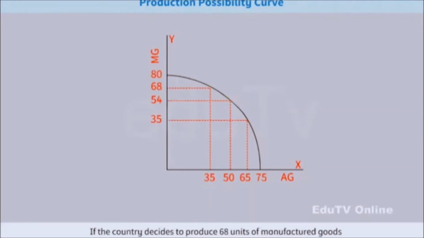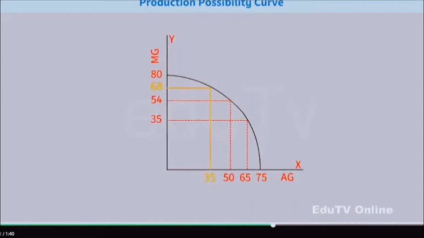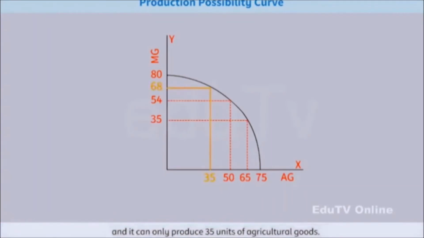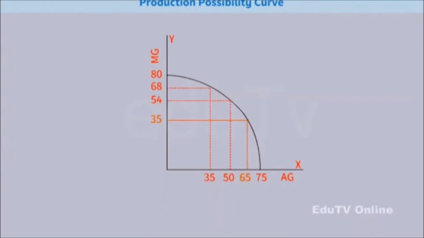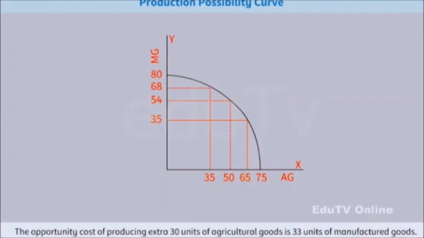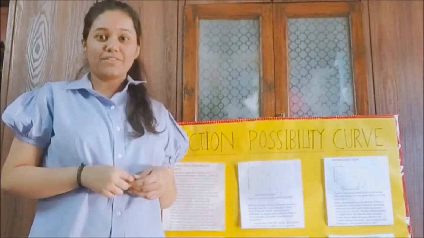If the country decides to produce 68 units of manufactured goods, it can only produce 35 units of agricultural goods. Now, if the country decides to produce 65 units of agricultural goods, but with the resources available, it can only produce 35 units of manufactured goods. Thus, here in this case, the opportunity cost of producing an extra 30 units of agricultural goods is 33 units of manufactured goods. Thank you so much.